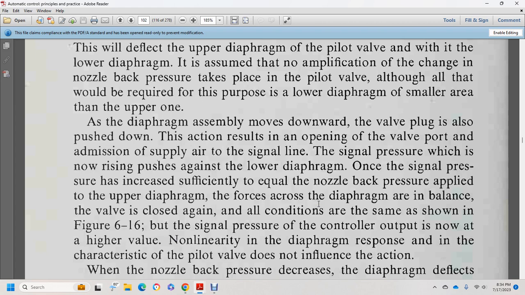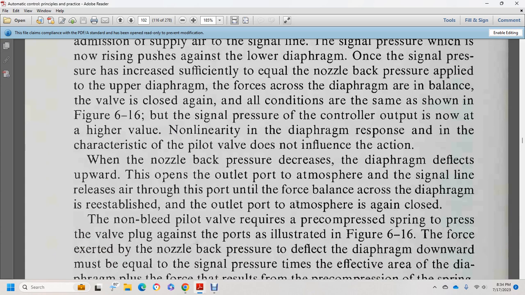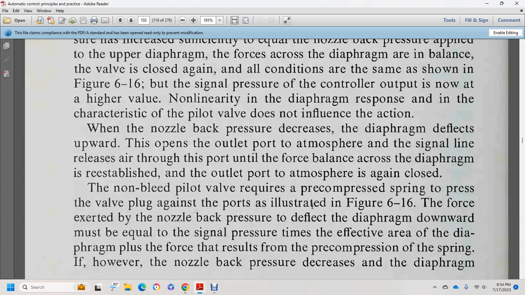The signal pressure controller output is now at a higher value, with a nonlinear diaphragm response, and the character of the pilot valve does not increase the action. When the nozzle back pressure increases, the diaphragm deflects upward and opens to the outlet port with the atmosphere. The signal line releases air through the port until the force balance across the diaphragm is established.